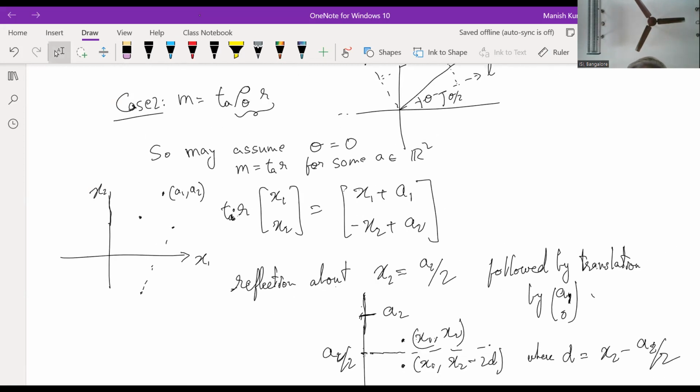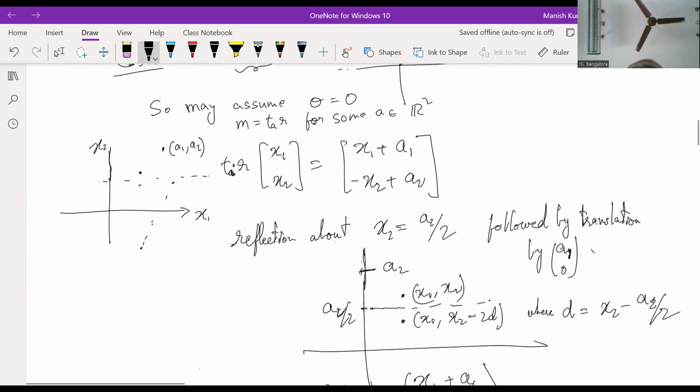It's reflection along the line a2 over 2. So a2 over 2 should be somewhere here. So it will reflect about a2 over 2, and then you add a1, 0 to it. That is what this operation is. So I want to prove that T_A times R is precisely this.